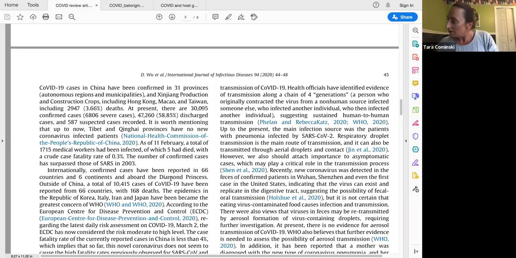So here's another question. I won't ask the one I asked in the discussion, but I just mentioned this: there was one in 2003, now there's one in 2019. Well, how do new coronaviruses emerge?